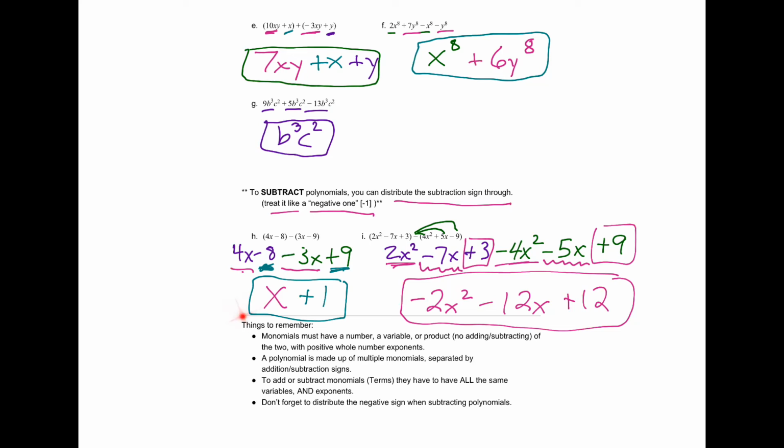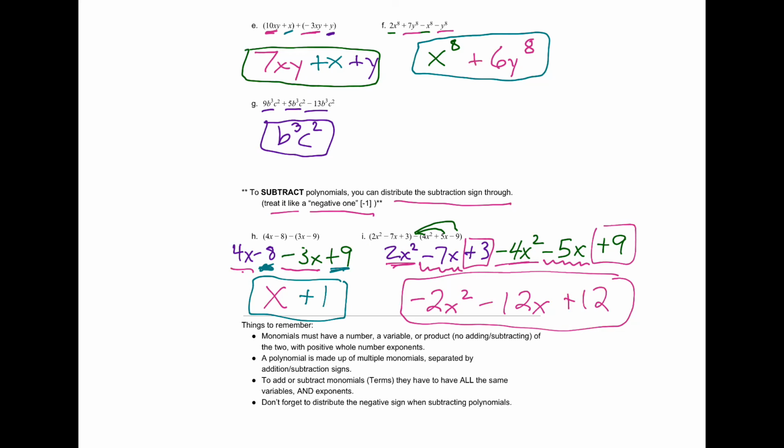So things to remember. First, monomials must have a number, variable, or product. No adding and subtracting of the two. So if I go back up here, this negative 13b cubed c squared I know is a monomial because there's no adding or subtracting inside of it. A polynomial is made up of multiple monomials separated by addition and subtraction signs. Going up here, this polynomial is made up of 3 monomials, right? We've got 1, 2, 3, and they're separated by that plus sign and this minus sign there.